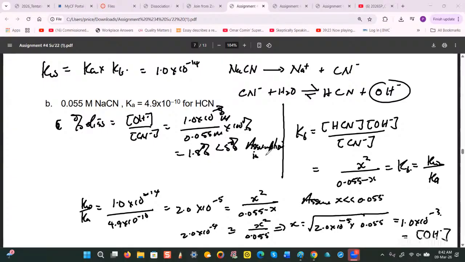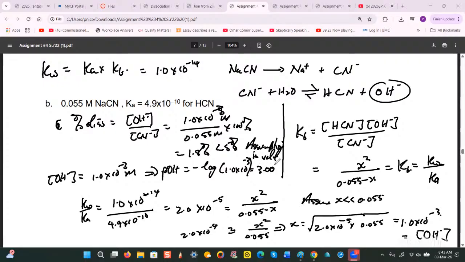So therefore, we can say that the concentration of OH minus is equal to 1.0 times 10 to the minus 3 M. So to get the pH, we find the pOH first, which is minus log of 1.0 times 10 to the minus 3, and that is equal to 3.00, which means that the pH is equal to 14.0 minus 3.00, which would be equal to 11.00.